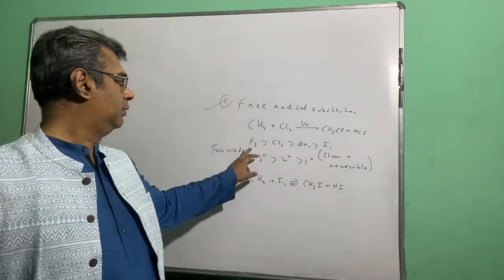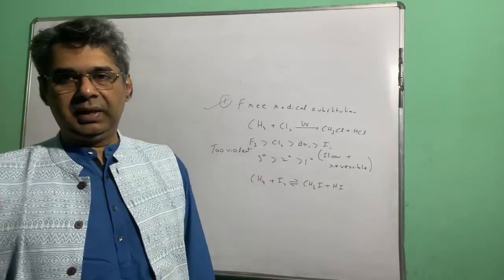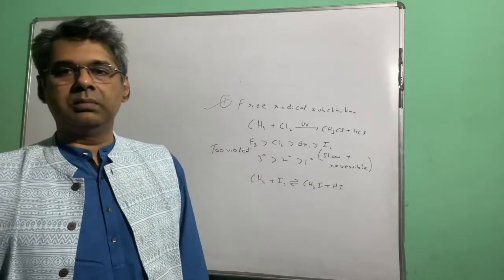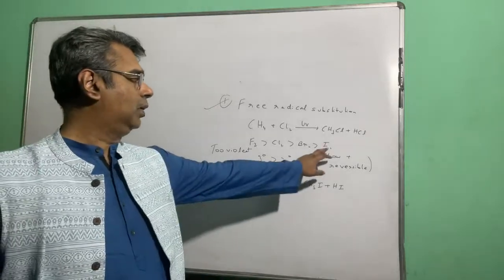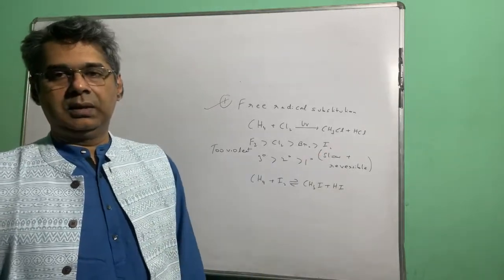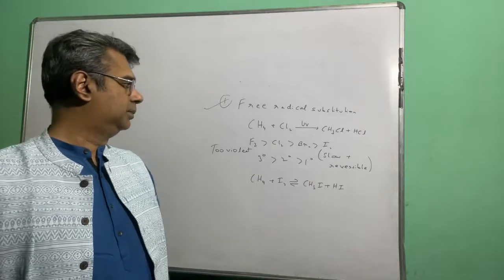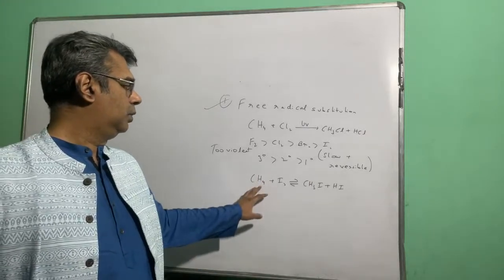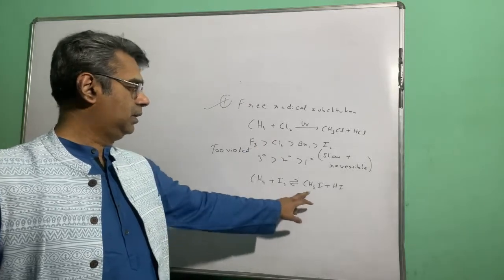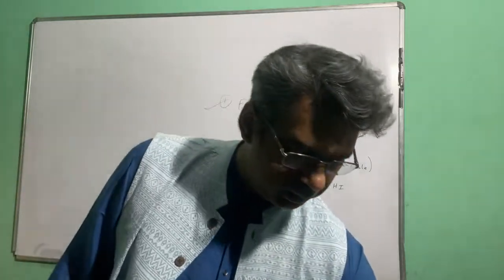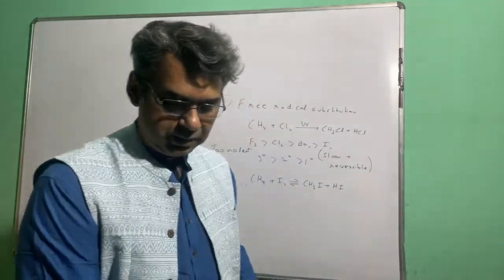By the way, with F2, the reaction is too violent, so it is not a good idea to try this reaction at all. And iodine is the total opposite. The reaction is very slow and reversible. If you try to do this reaction with iodine, it is CH4 plus I2 gives CH3I plus HI. So the problem is it is reversible.